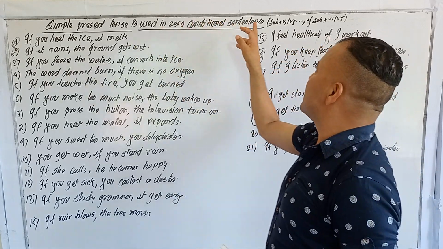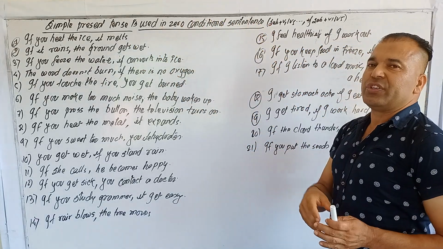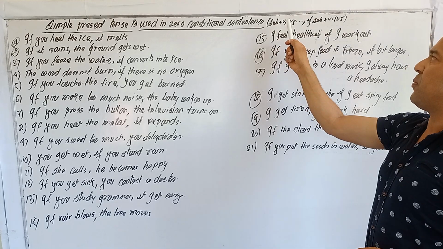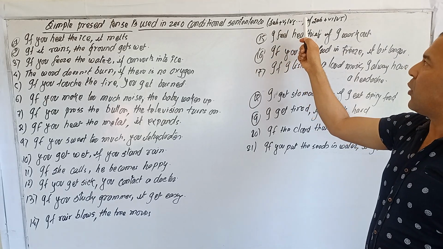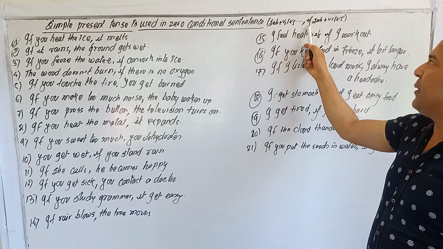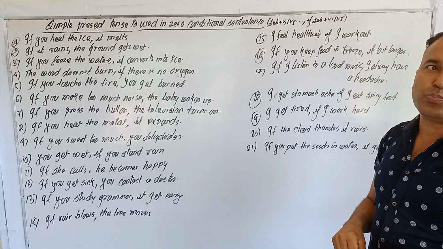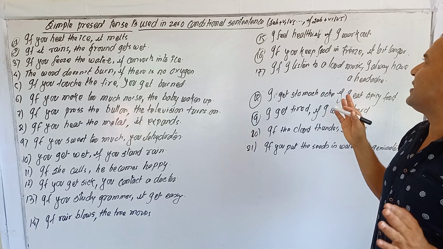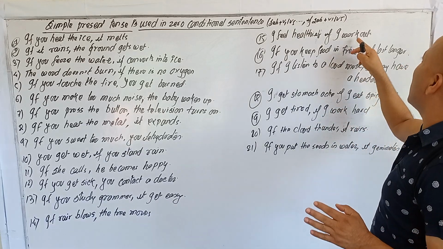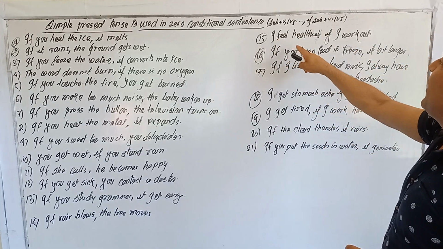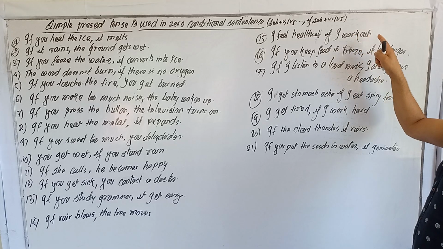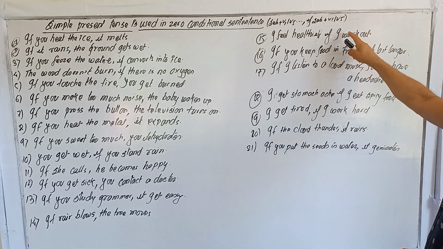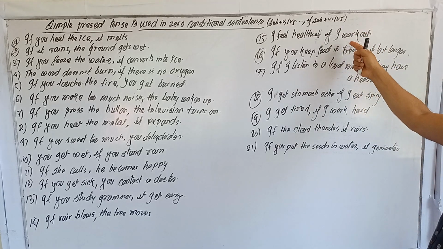Let's see the structure of a zero conditional sentence: subject plus V1/V5 plus object, comma, if plus subject plus V1/V5. Understand? I feel healthier if I work out. If he works out, or if I work out.